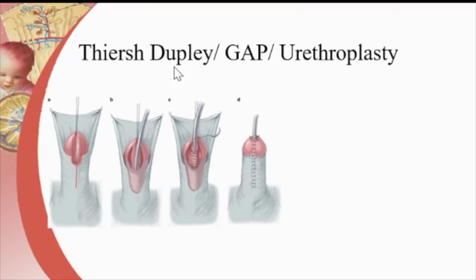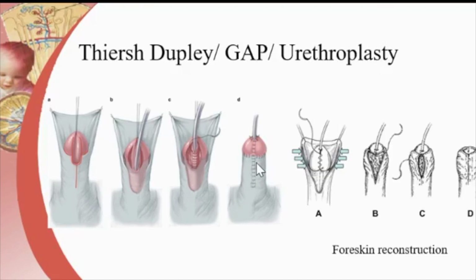So the original Thiersch-Duplay is a simple U-shaped incision and tubularization, which is very much possible in a case of a good urethral plate. Now, this is a circumcised appearance. You can also do a foreskin reconstruction if the parents want so.